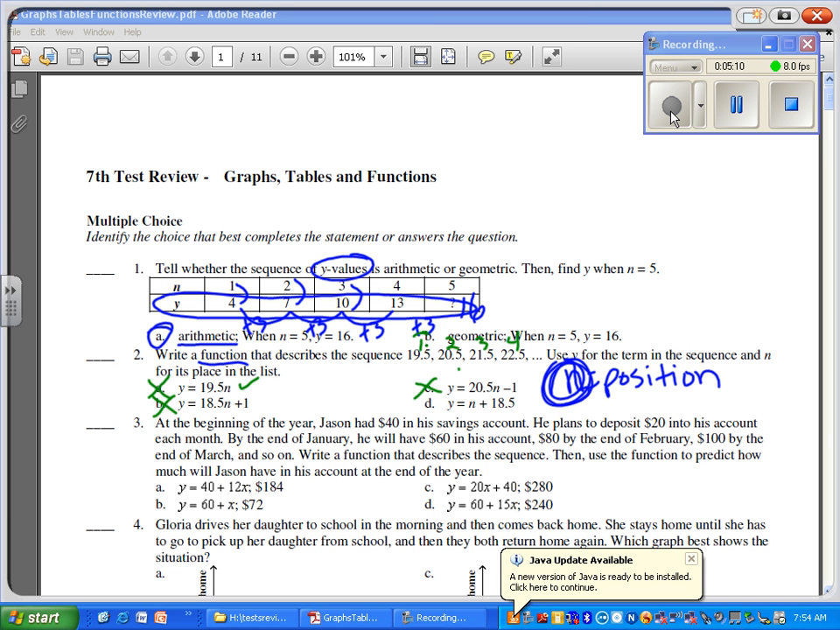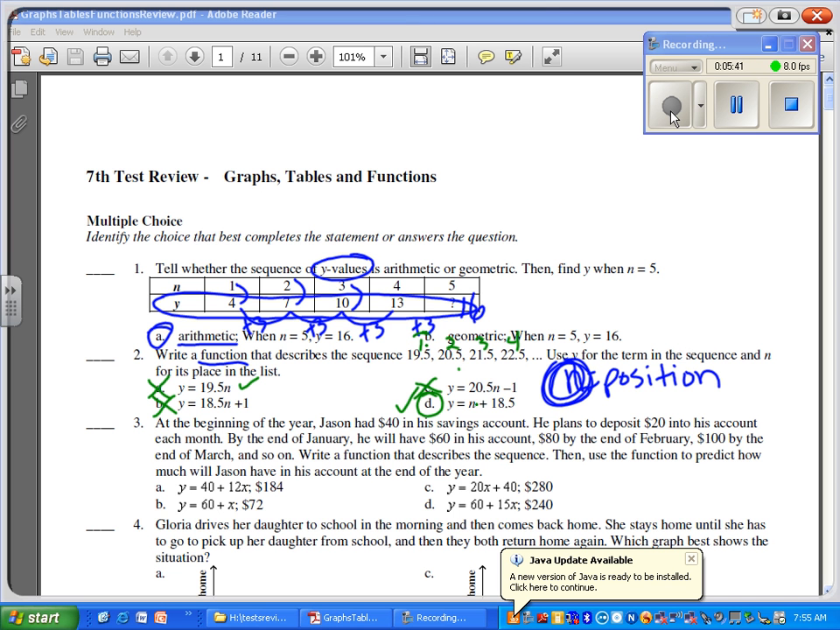Hopefully it's D. All right, let's test it. First position, if n is 1, then 1 plus 18.5 is 19.5. Again, it works for the first one. If I plug in 2 for n, the second position, 2 plus 18.5 is 20.5. If I plug in 3 for n for the third position, it'll be 21.5.